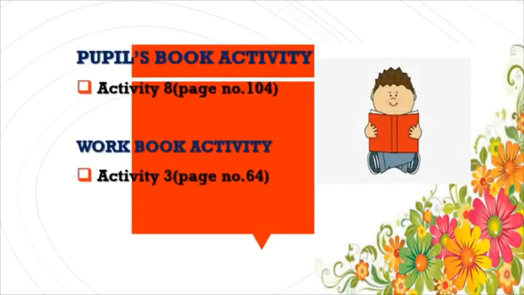Now it's time to do our pupils book activity. Take out your pupils book and turn to page number 104. Activity 8. You have to use the given words correctly to complete the sentences. There are 5 sentences. Do this activity in your grammar book. This is a grammar lesson. After that, take out your workbook and turn to page number 64. Do activity 3 in your workbook itself.